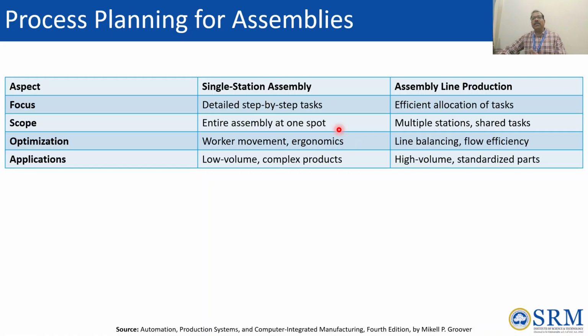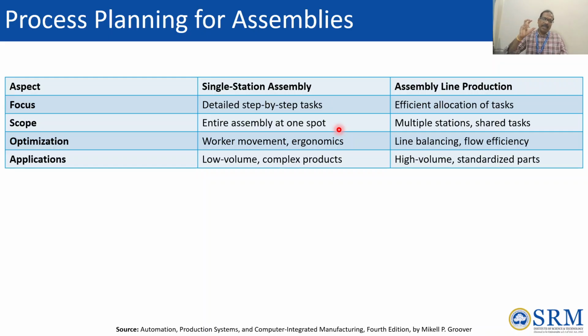But in terms of assembly line production, we have multiple stations. Work gets shared between the stations, and worker movement and ergonomics are very important in terms of optimization in single station. In terms of assembly line production, we need to have line balancing and we need to plan clearly about the flow.